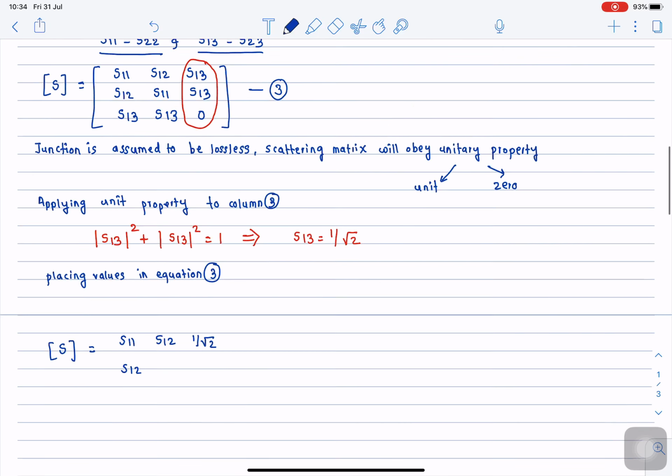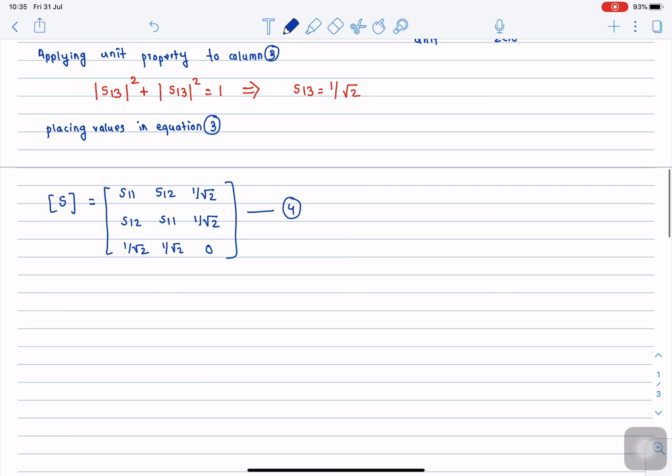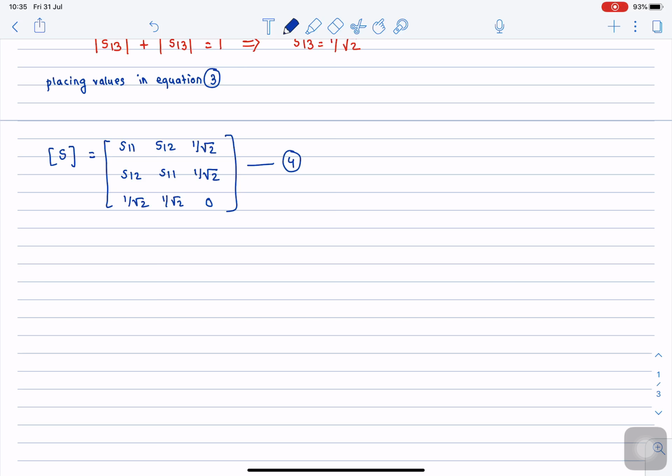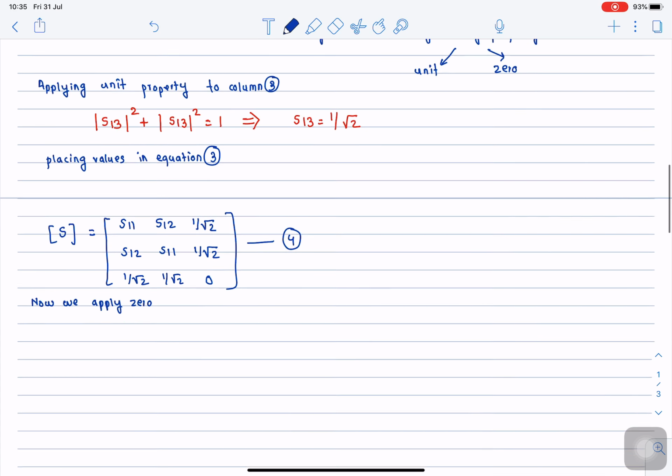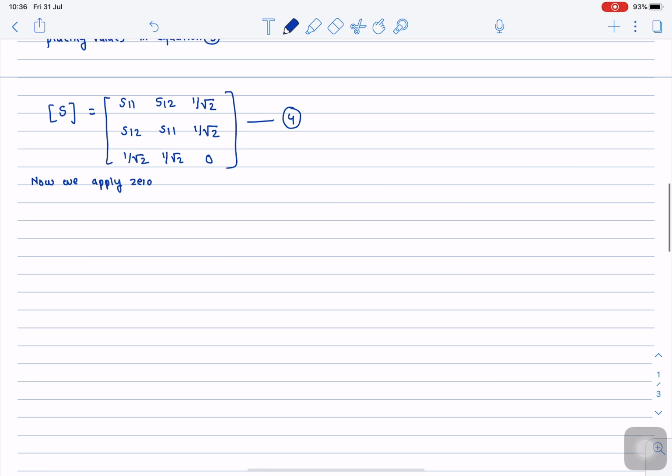So here we have successfully converted S13 to 1 by root 2. Now we apply the zero property to row 1 and row 3. Please remember, the zero property and unit property are applicable to a unitary matrix. If any particular matrix is said to be unitary, it has to follow two properties, the zero property and the unit property. We already applied the unit property to the column. Now let us apply the zero property. I will write here.